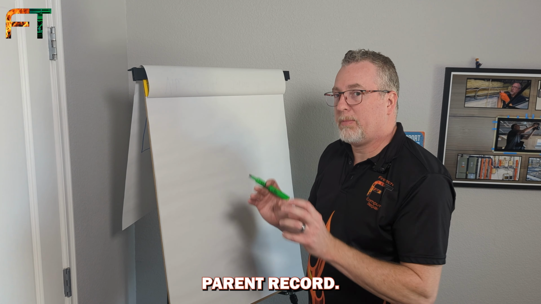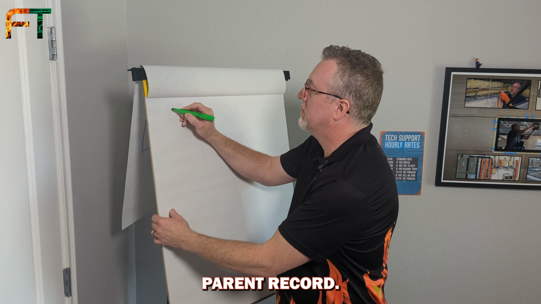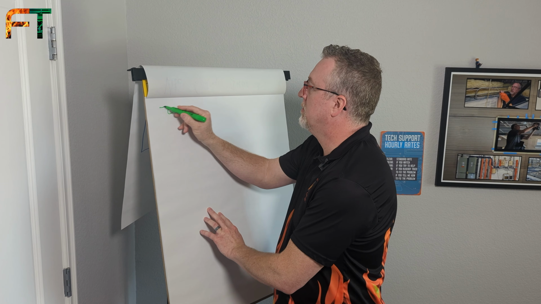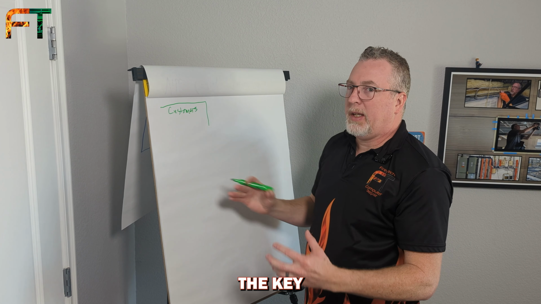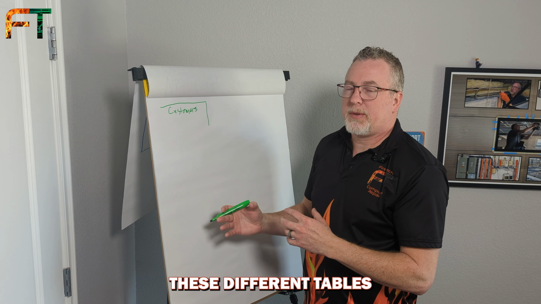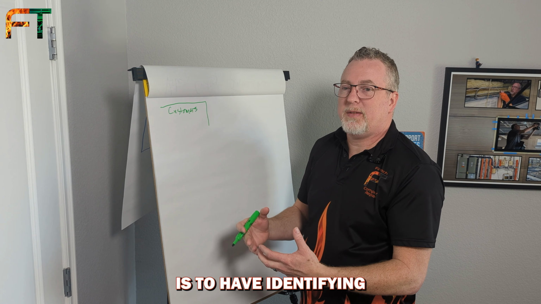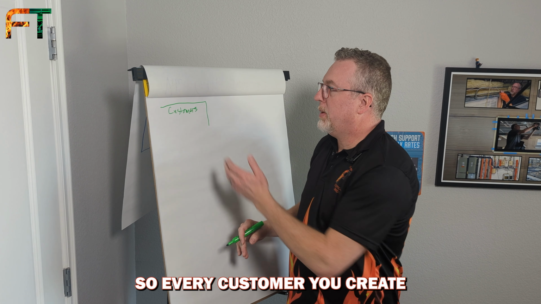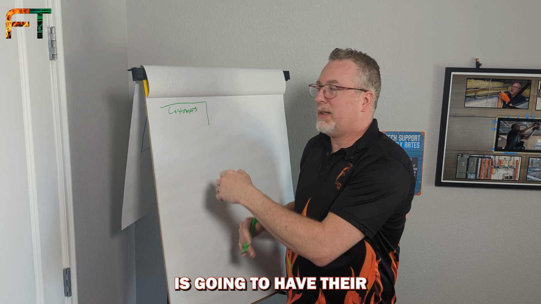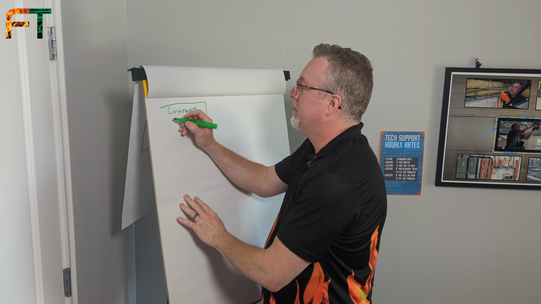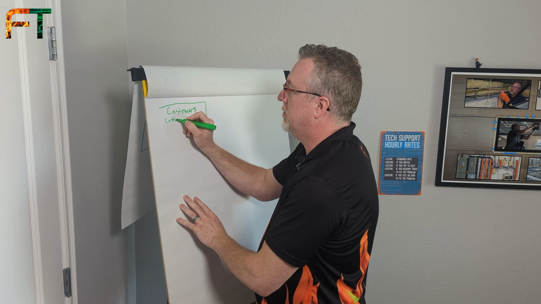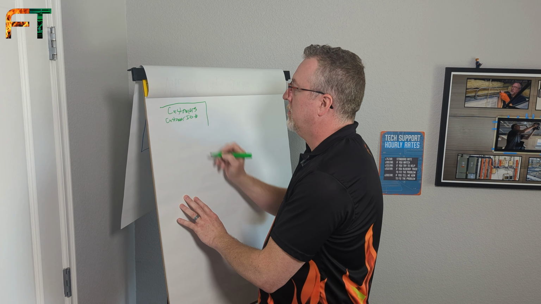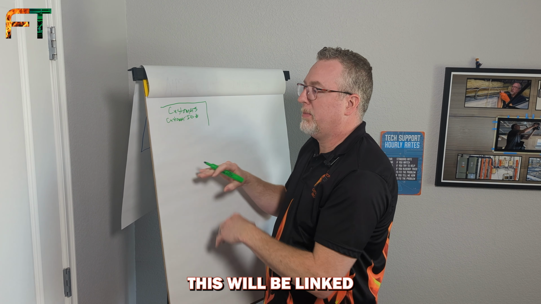Let's start with the customer parent record. The key to making these different tables talk to each other is to have identifying numbers or values that we call ID numbers. So every customer you create is going to have their own customer ID. This will be linked to the other tables.